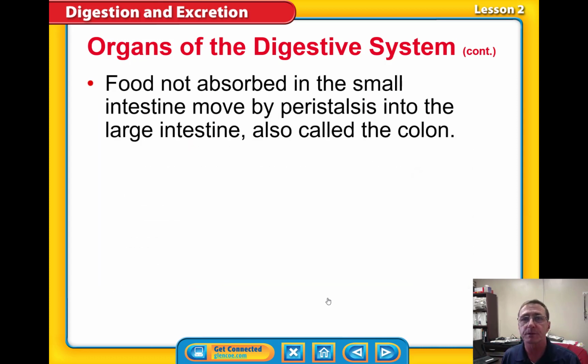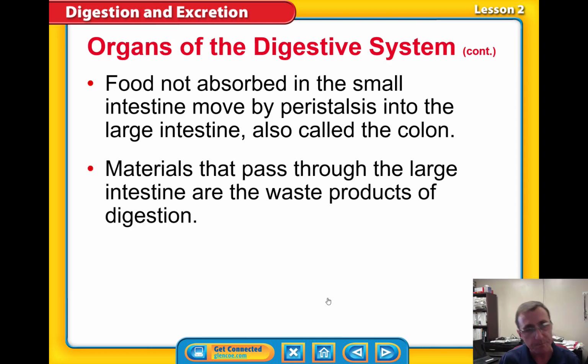Food not absorbed in the small intestine moves by, again, that peristalsis, now kind of sideways, into the large intestine, also called the colon. And when people have a colonoscopy, they check out the colon to make sure it's okay and there's no cancer and stuff like that, and it's functioning. So, a little side note. Materials that pass through the large intestine are waste products of digestion and the body.